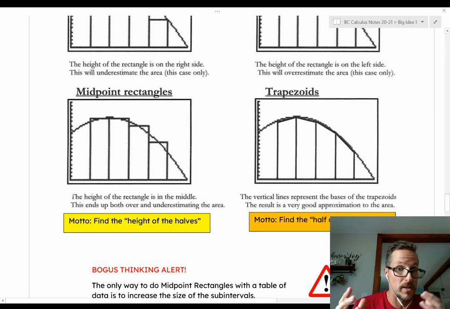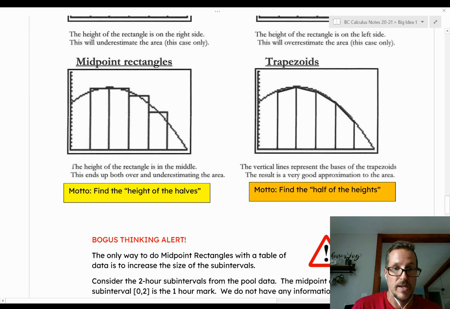So a quick little mnemonic device that I like for midpoint and trapezoids is the motto for midpoint rectangles should be find the height of the halves. So take the halfway point, then find the height, versus the trapezoids, which is find half of the heights, add 2 heights together, and then take half of that. So it's a matter of when we take the halfway point that is the deciding factor.